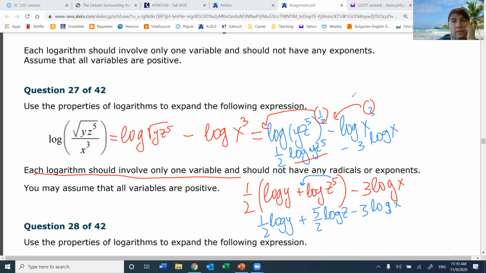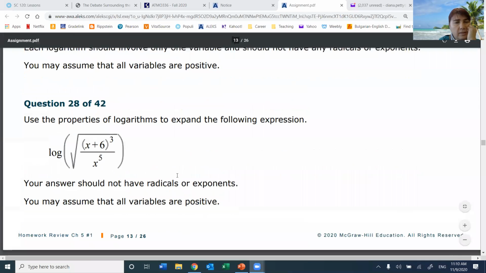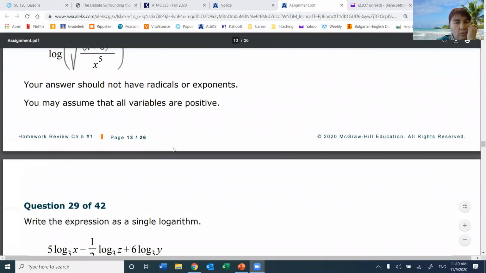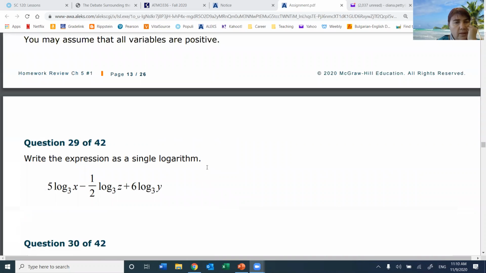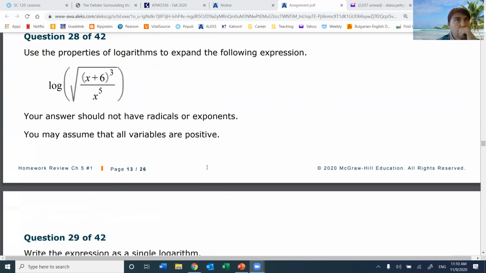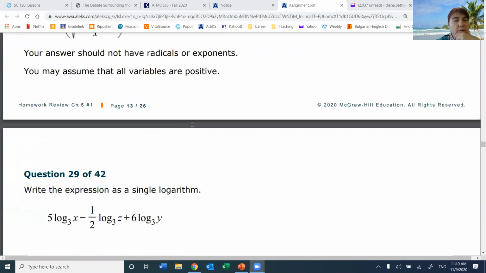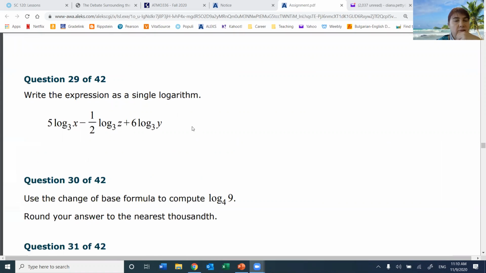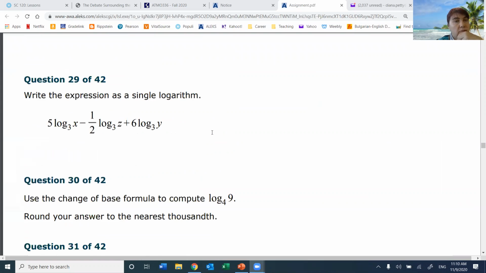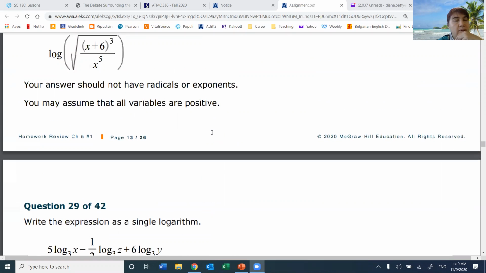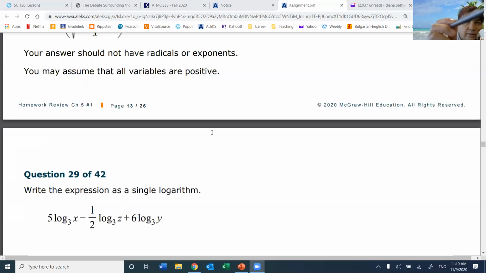Okay. So number 28 is the same thing, but just the 1/2 is for the whole thing. Now I need to combine them. I guess that's it. So we want to do one more. Should we do 28 or 29? And then we got back to where we started. 29, you need to go back. Okay, so we need to go back.